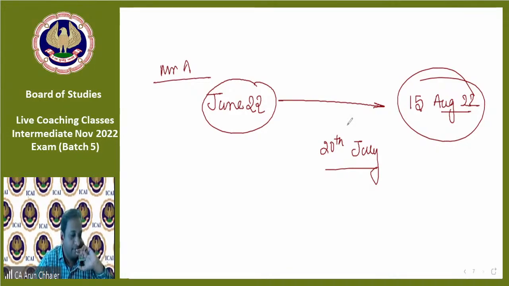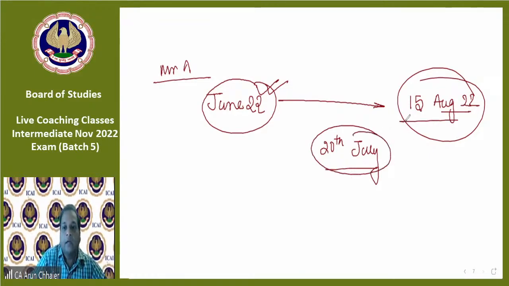What will you say? I am filing the return late, but I am filing the return of June 22 itself. Not by the due date, but later on. I am not declaring the liability. Declaring the liability means in which month, in which GSTR 3B you are reporting this liability. So there is some confusion.